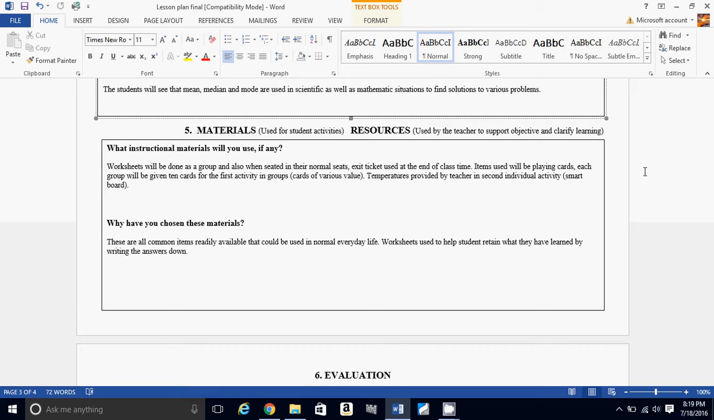The materials that we're going to need to use during this time of instruction, of course, we're going to have worksheets. We're going to have a couple of them done as a group, and then also in their normal seats. The group things, some will be copying off others and this and that, but I want them just to understand what the answer is. I want them to see how that process goes.